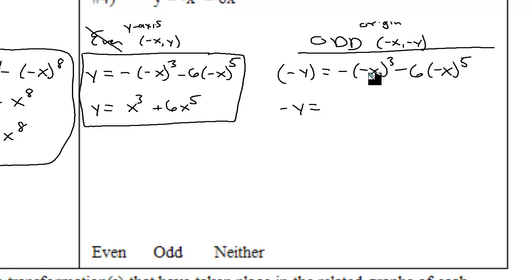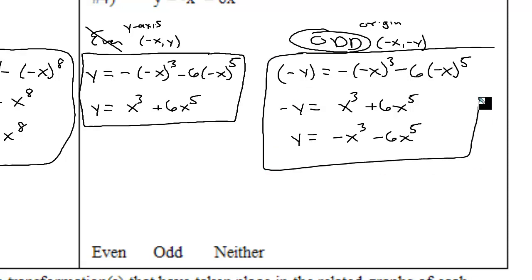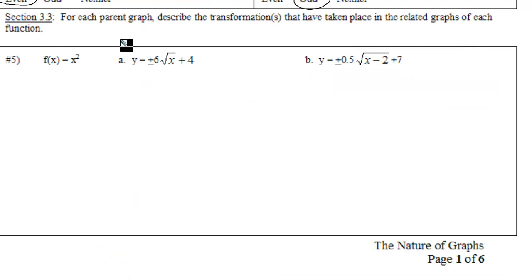Once again, the same as it was over here on the left. Negative x to the third is a negative x cubed. A negative x cubed is a positive x cubed. Negative x to the fifth is an x to the fifth negative. So a negative times a positive 6 is a negative, subtracting a negative, adding a positive. Multiply each term by negative 1 to get y by itself. That's the same as the original. You know it. So this is odd. It's pretty odd, I'm not going to lie to you.